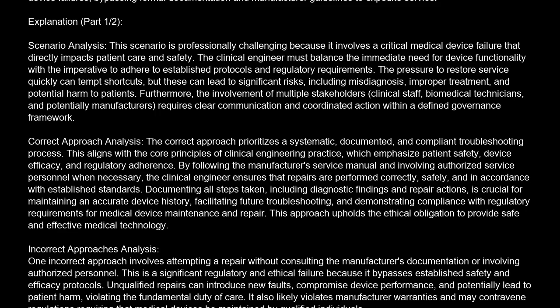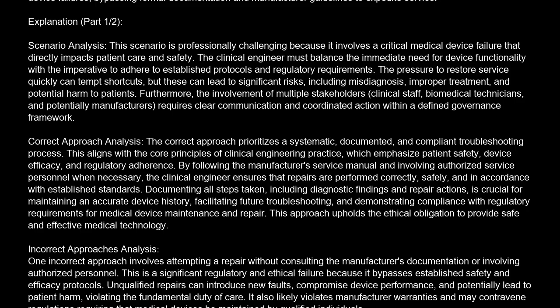Correct answer is A. Immediately initiate a repair based on the lead biomedical technician's prior experience with similar, but not identical, device failures, bypassing formal documentation and manufacturer guidelines to expedite service. Explanation: scenario analysis. This scenario is professionally challenging because it involves a critical medical device failure that directly impacts patient care and safety. The clinical engineer must balance the immediate need for device functionality with the imperative to adhere to established protocols and regulatory requirements.